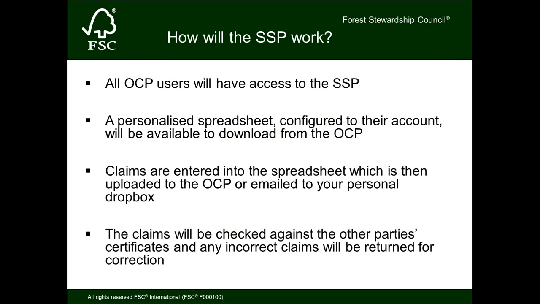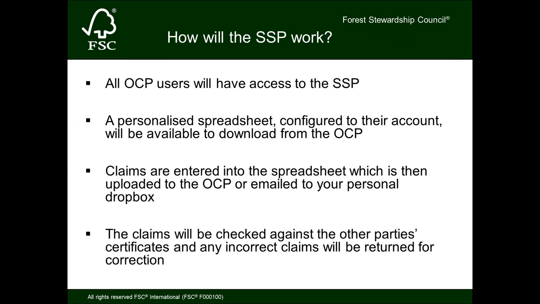The claims are entered into the spreadsheet, and then they can be emailed or uploaded to your personal Dropbox inside the online claims platform. The claims put into the spreadsheet are checked against the other party's certificates, and any incorrect claims that are made in that spreadsheet will be returned to the sender in order to be able to correct them. And it could be anything from recording an invalid claim type.